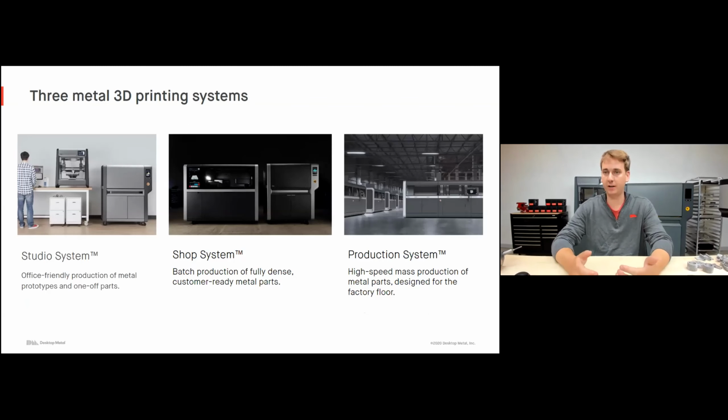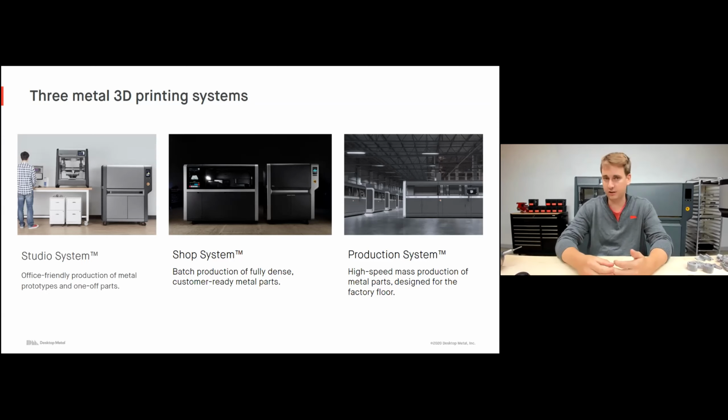We have 3 metal 3D printing systems today. The Studio system, which is the printer that I have behind me here today, is really for office-friendly production of prototypes, one-off parts, tooling. It's great for jigs and fixtures, molds. It's very accessible, very easy to use. And we have our Shop system and our Production system. Those are both binder jetting machines. Those are for when you want to go from 10, 15, 20 parts a week to hundreds or even thousands of parts per day. Those systems really increase the volume and are great for mass production, high throughput applications.